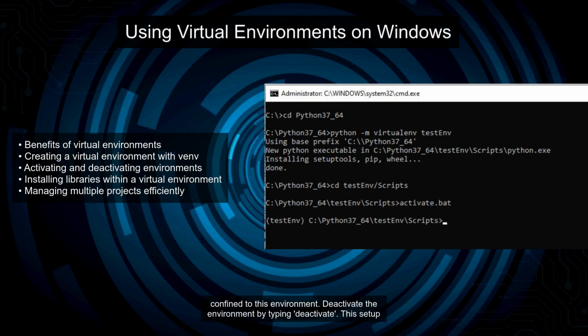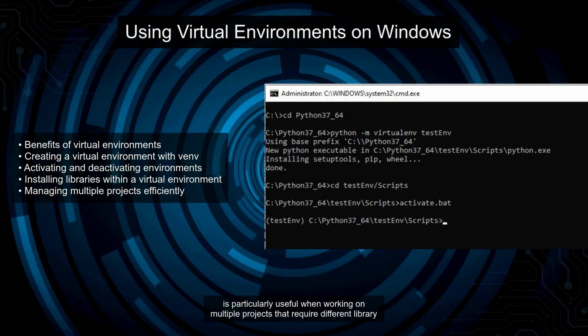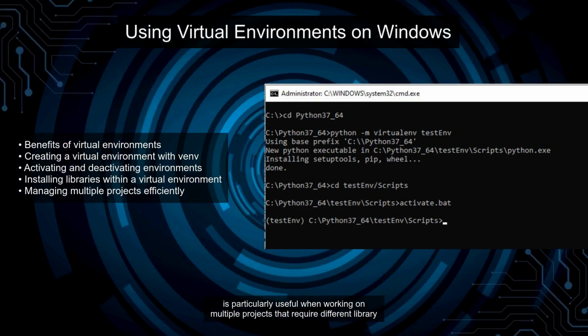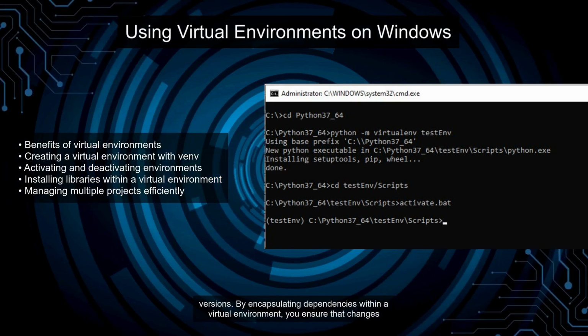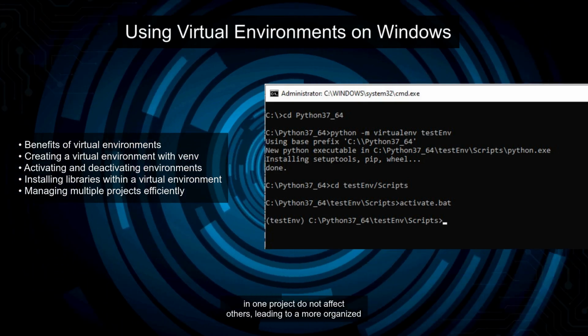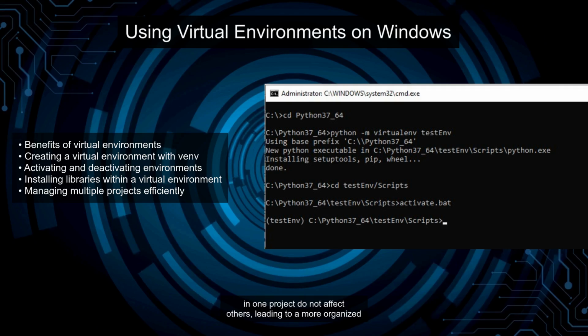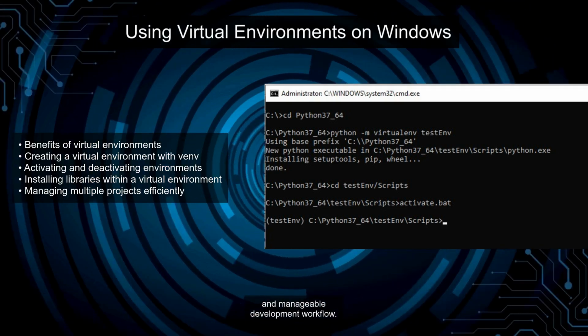Once activated, any libraries you install using pip will be confined to this environment. Deactivate the environment by typing deactivate. This setup is particularly useful when working on multiple projects that require different library versions. By encapsulating dependencies within a virtual environment, you ensure that changes in one project do not affect others, leading to a more organized and manageable development workflow.